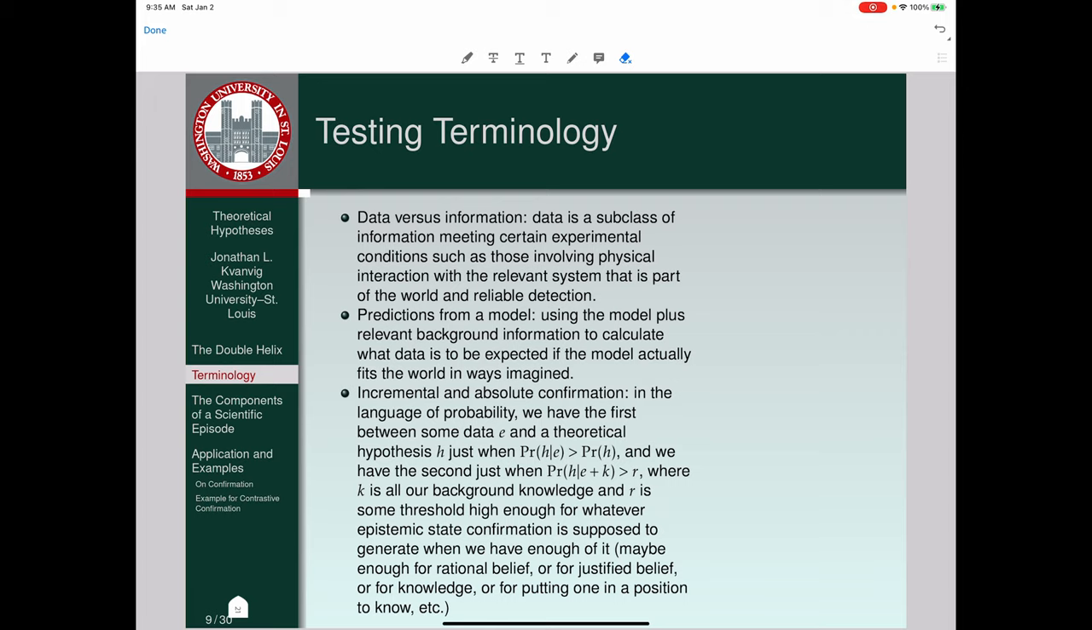So for that, for absolute confirmation, we need that the probability of H given E plus our background information, K, exceeds a certain number, R. K is all of our background knowledge, and R is some threshold high enough for whatever epistemic state confirmation is supposed to generate when we have enough of it. So maybe what we're thinking about is, when do we have enough confirmation for rational belief, or justified belief, or knowledge, or for putting you in a position to know, even if you don't actually know it for whatever reason.